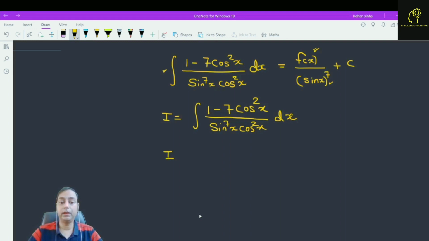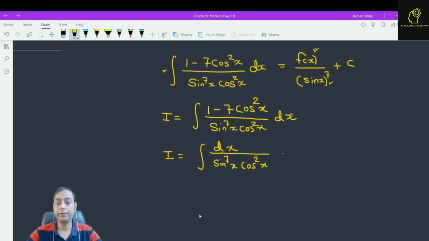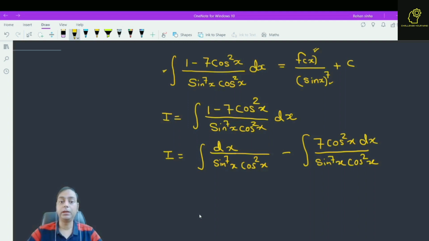Now this I can be written in this form: the integral of 1 upon sin 7 x cos square x dx minus the integral of 7 cos square x divided by sin raised to 7 x cos square x. So what I have done in this step, I have simply split the given I into two parts. So this is the first part I1 and this is the second part I2. So I is equal to I1 minus I2.